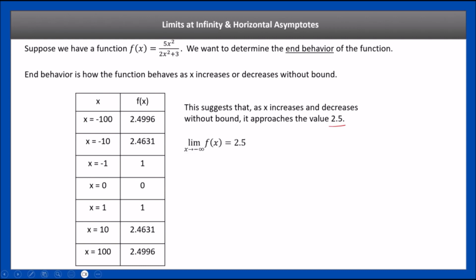So this means that as x decreases without bound, that is, gets more and more negative, the limit as x approaches negative infinity is 2.5. And then as x increases without bounds, which is positive infinity, the function tends to approach the value 2.5. So we determine the end behavior of this function by looking at a few examples of how it behaves as we get larger and larger or smaller in the negative. These limits are known as limits at infinity, and this is the topic of our lesson today.